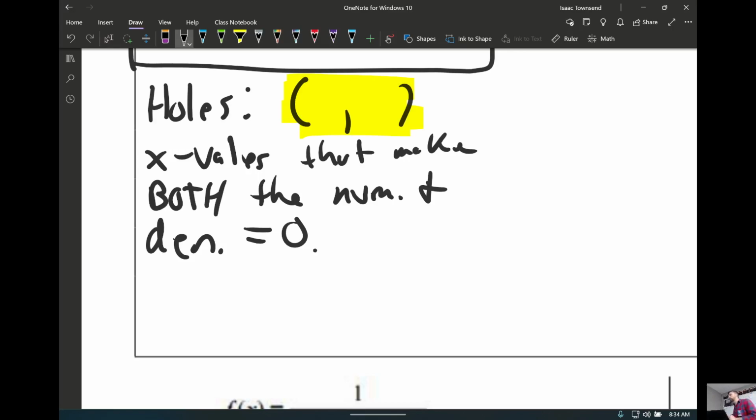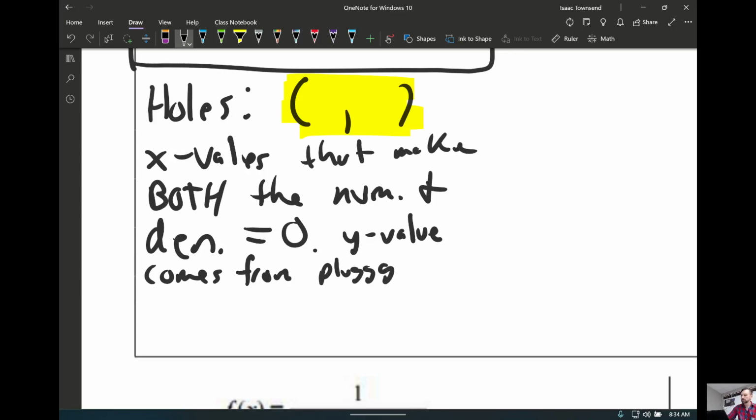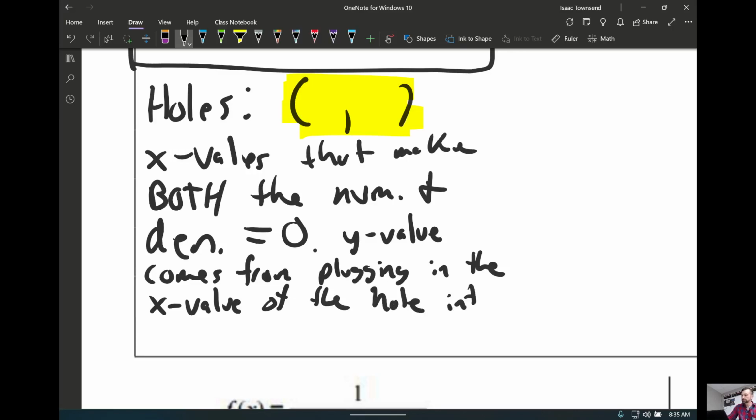Now, the part that I would probably emphasize if I was you, just based on past experience and what students forget about on the test, is the y value of the hole. So we need to write something about that. The y value comes from plugging in the x value of the hole into the reduced fraction.